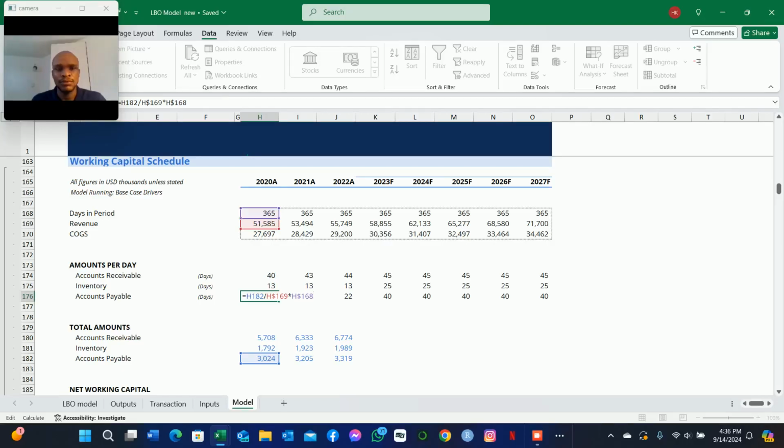Hit F2 to see what is there. So as you can see, we have it picking up the values there for us, except for the inventory, which is going to be based on the cost of goods sold. And also, for the accounts payable, it's going to be based on the cost of goods sold.